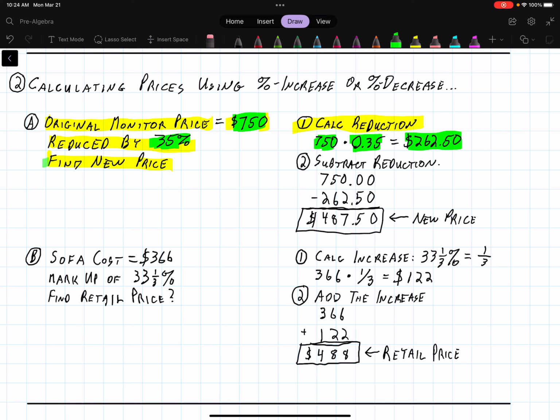We're trying to find the new price, but we do know the reduction. So now let's just subtract the reduction from the original price. The original price was $750. The deduction comes from our first step. We subtract it out, and we end up with an answer of $487.50 as my new price. So we know that the $750 monitor reduced by 35% is going to cost us $487.50. And that's a reduction.